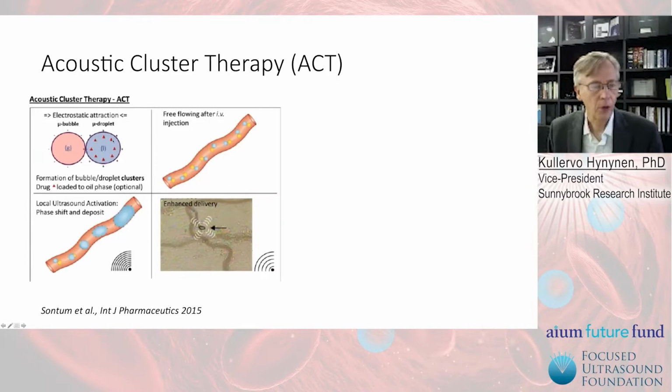a microbubble is bound to a droplet, and this is electrostatic attraction, so they float together. This is a superheated droplet, and they are injected in the bloodstream, and they float together. And then when they're exposed to ultrasound, the droplet is vaporized, and then this big bubble that's bigger than the diameter of the vessel is then sonicated to enhance drug delivery into the brain.